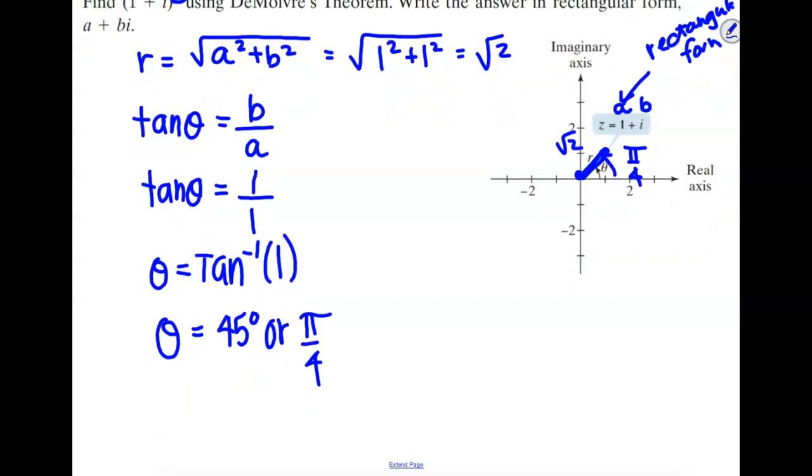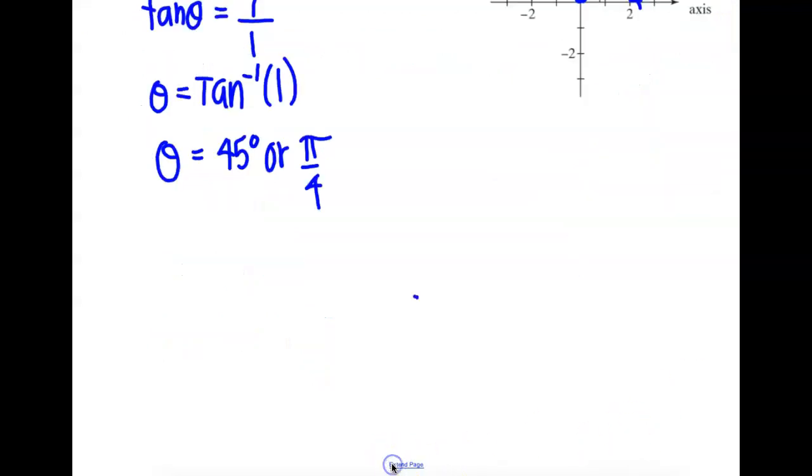Now we're going to extend this page here, which I'm having some difficulty with in this Screencast-O-Matic. Just give me a minute here. All right. So we know the radius and the angle measure for this complex number. Now we're able to change it to polar form.